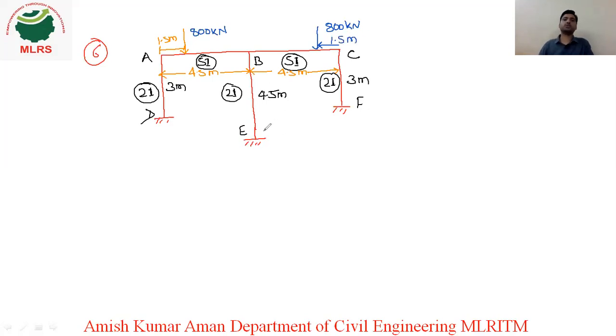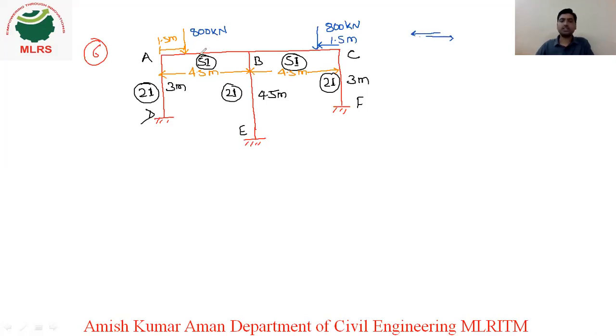Now first you will check whether this is a sway or non-sway frame. First point, we will check whether the moment of inertia is equal for all legs. These two legs are equal. This is different: this is 3 meter, this is 3 meter, but this is 4.5 meter. No problem. These two legs are the end legs, so if they are equal, they will not allow this frame to move in horizontal direction, that is in x direction, whether positive or negative.